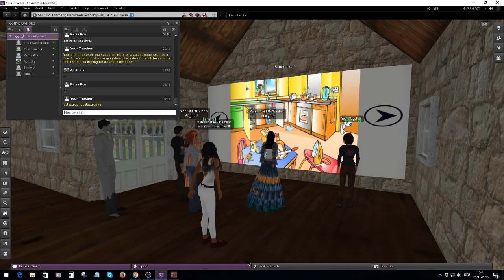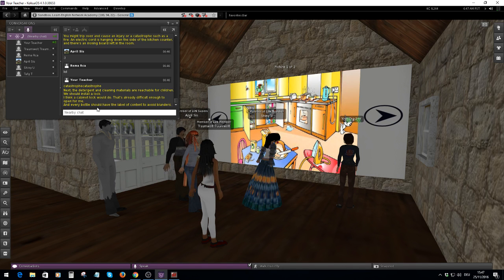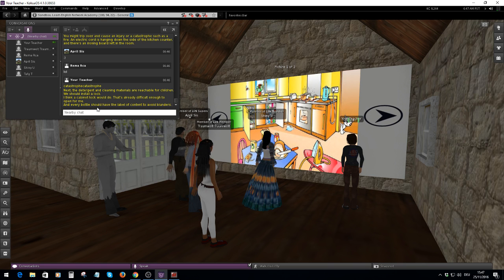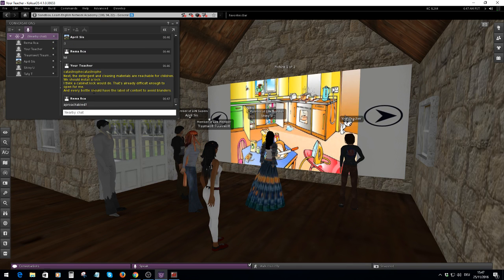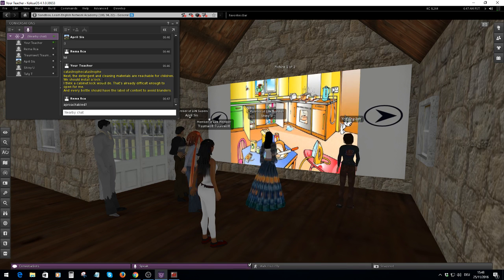So let's go to the next bit from April's. Now you've put here, April, next, the detergent and cleaning materials are reachable for children. You're kind of sort of trying to make it into a passive sentence, and when you're talking about a danger, it's much better to make it active. So I wouldn't say are reachable for children, but children could. Approachable is more, I like to think I'm quite approachable on the forum. People can contact me if they need to. So approachable, no, not in that case. To reach, yeah, to reach out and grab, that's fine. It's just the are reachable for children.